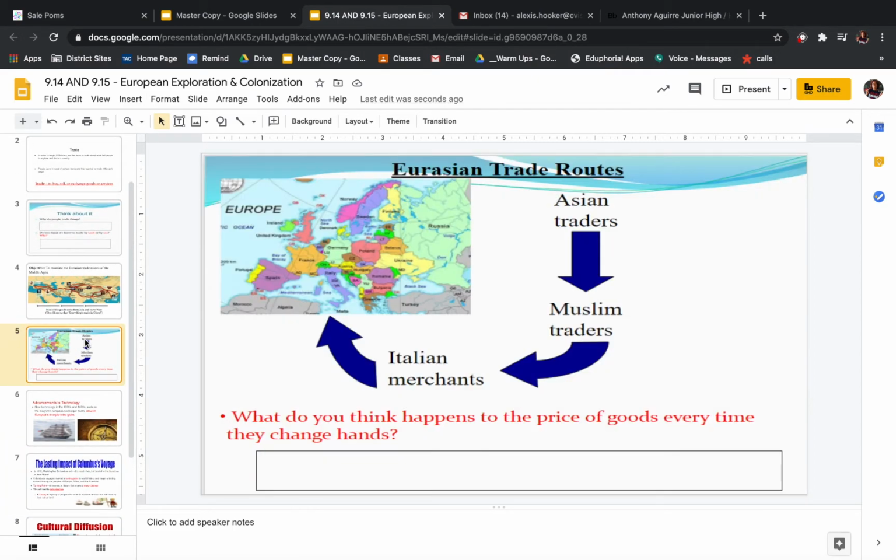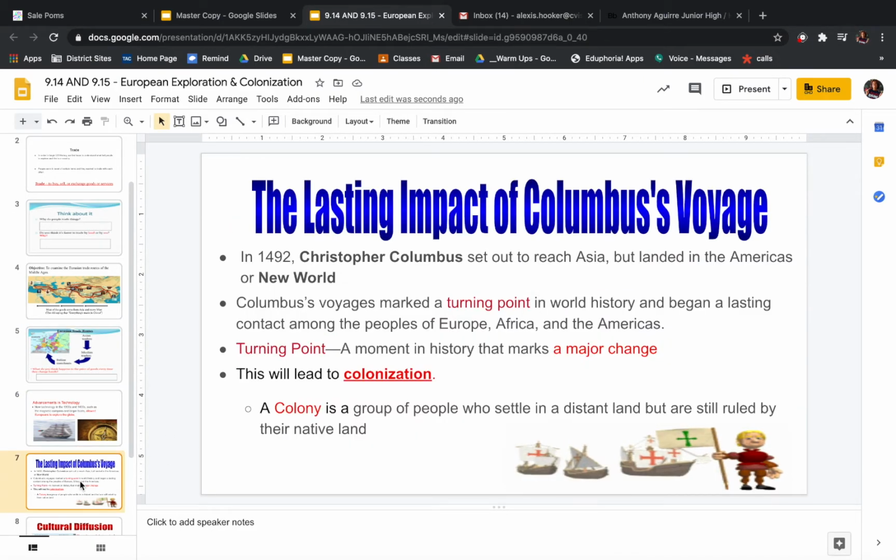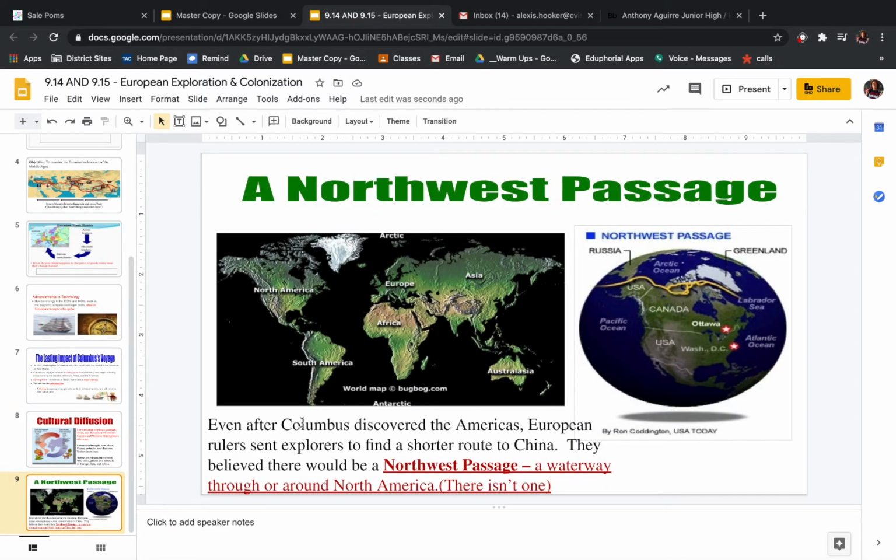Why? Because remember, when they were trading on land, the price of goods constantly was increasing. It took a longer time to travel across the land, and they needed a better way to move and trade and exchange goods. Thus, we have the boats. They can go a little bit faster with the boat. So even though Columbus discovered the New World and they were able to colonize over here in the Americas and in Africa, they still wanted that shorter trade route to Asia by sea instead of going on land.